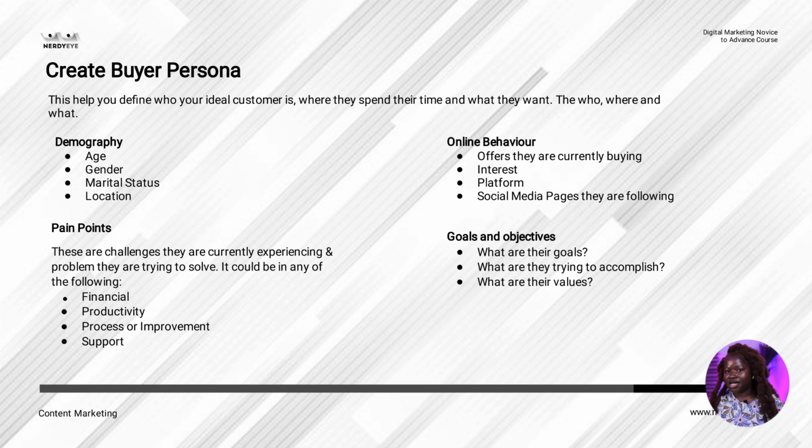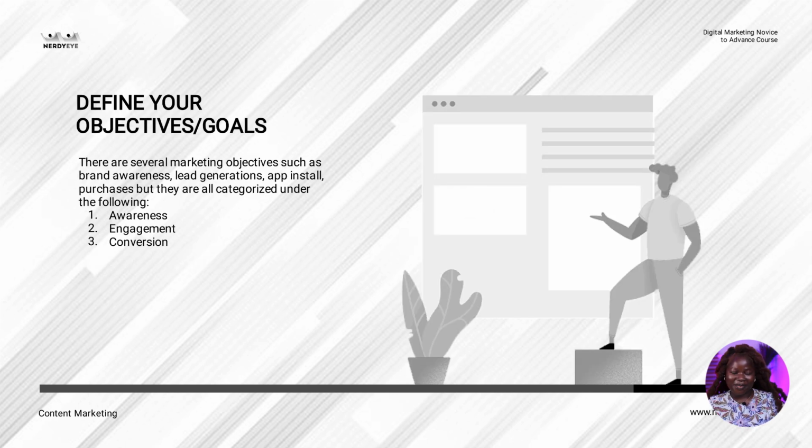The 4th one is the goals and objectives of your persona. What are their goals? What value are they trying to push forward? And what are they trying to accomplish? The second step in carrying out an effective plan is to define your objectives or goals. Now, there are several marketing objectives such as brand awareness, lead generation, app install, and purchases.